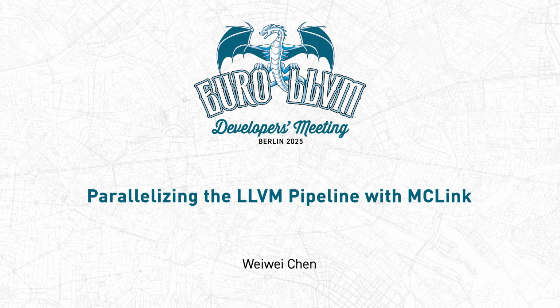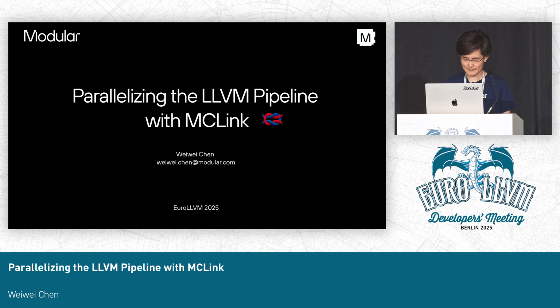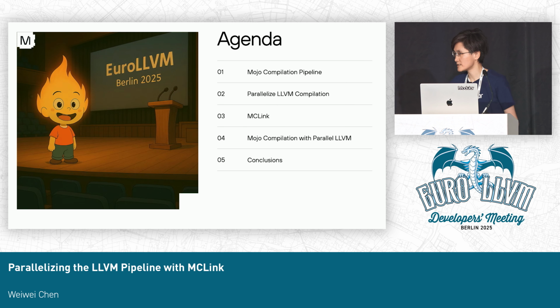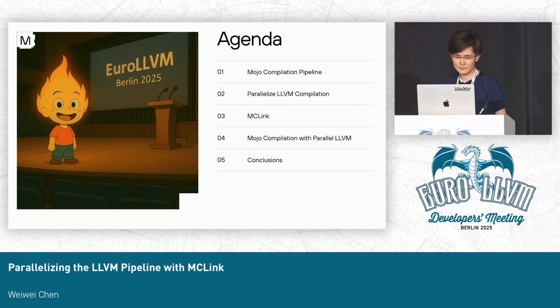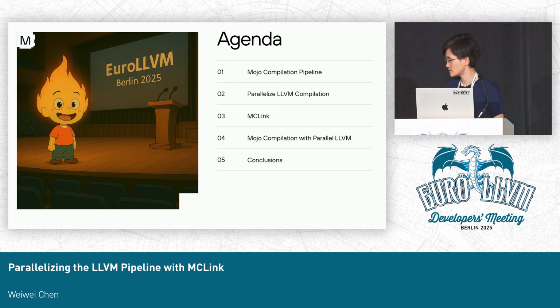Today I'm going to talk about parallelizing the LLVM pipeline with MCLink. This talk is in the context of Mojo compilation, which we already discussed in last year's LLVM dev meeting, about what the whole compilation pipeline looks like.